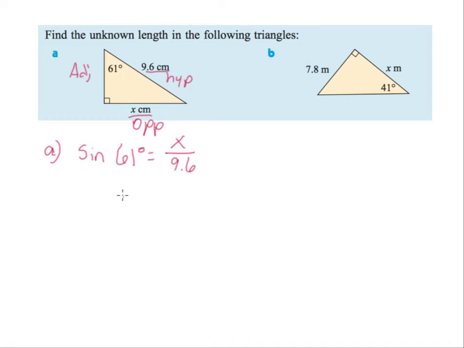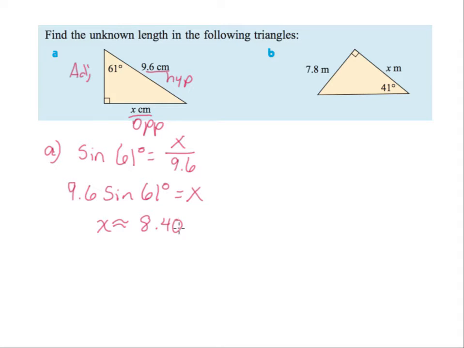So we want to get x by itself, so we're going to start by multiplying each side by 9.6, and that will give us x. Now this is the section that we're going to have to use our calculator for. Make sure that you're in degree mode when you set up your calculator. And then all I'm going to do is punch in 9.6 times the sine of 61 degrees and push enter.